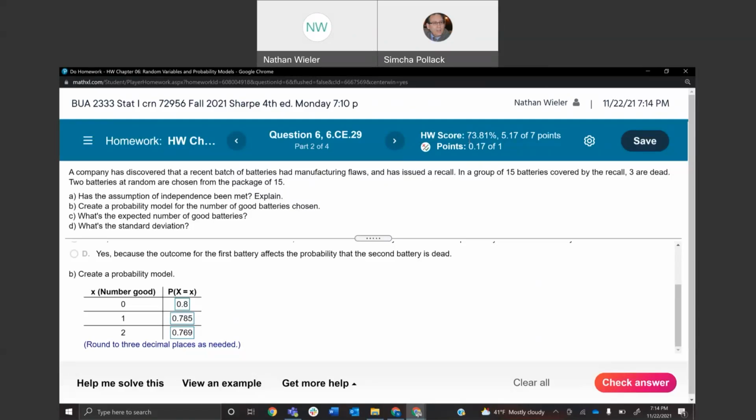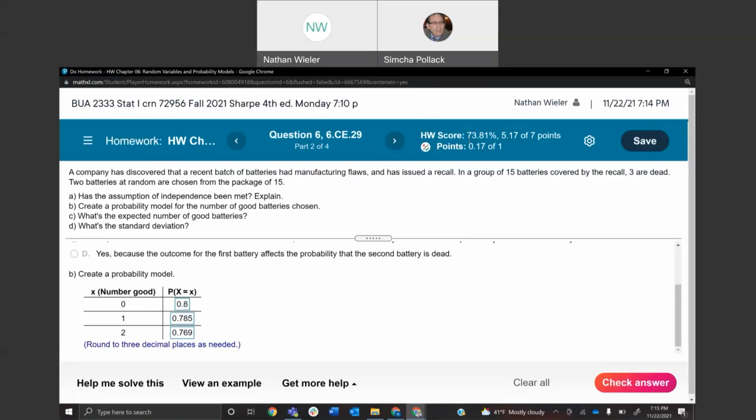What's the chance the second battery is bad? Well, it depends. If the first battery was bad, then we pulled it out already, so out of the 14 batteries remaining, 2 are dead. So it's 2 out of 14. So you're right, that changes the probabilities. So they're dependent if you look at it that way. Yep, that is the right way to look at it. There are certainly books doing it that way.